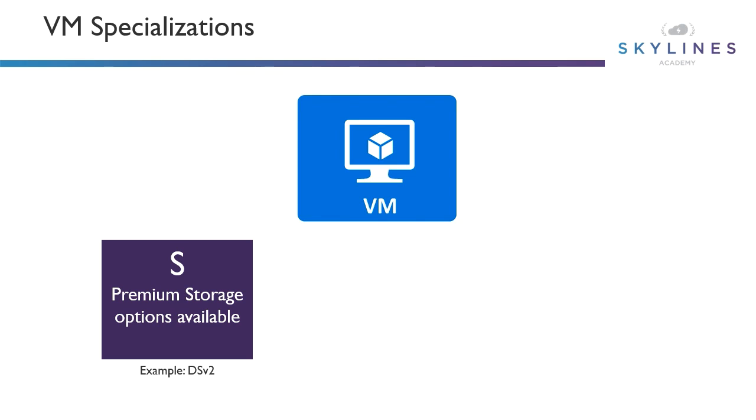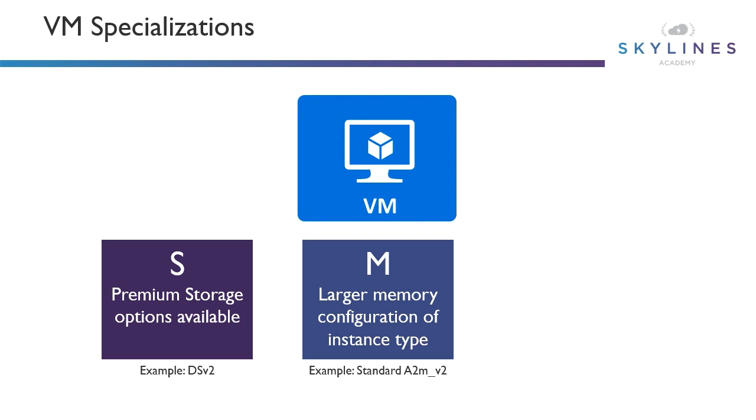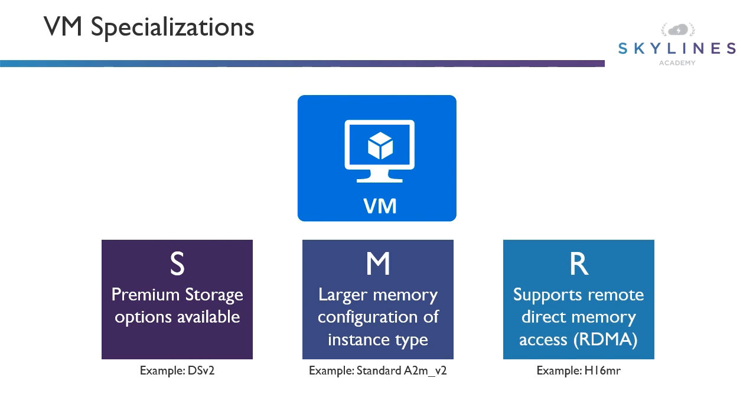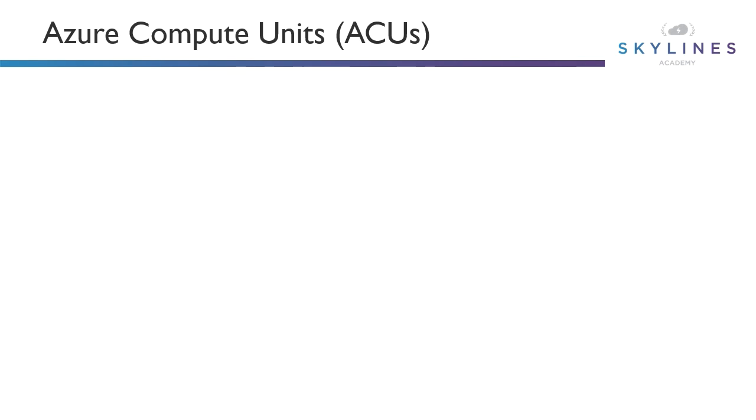For example, if it has the S in the name, that means premium storage is available, which gives you the option for premium SSDs, which again, higher throughput and IOPS. M type for larger memory configuration, so if you want to assign more memory to it or more memory is available to it. Or R for RDMA, so that the network card can talk to the application memory to help improve the application performance. With all that being said, it's very hard to tell how one type might benefit over the other or what the actual performance increase would be.